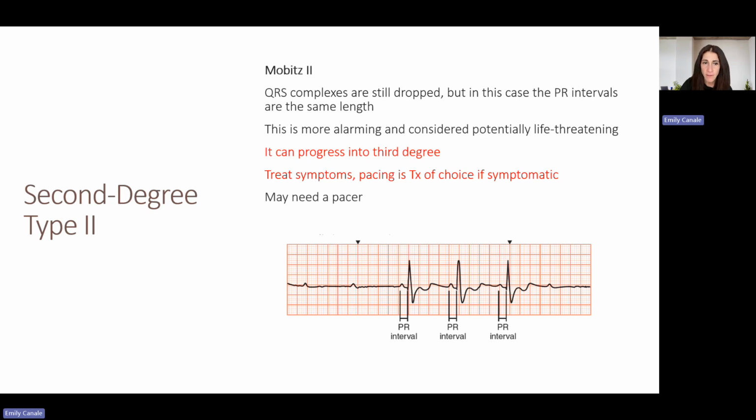So again, if the patient is symptomatic, then I'm going to do temporary pacing for this. That will be the treatment of choice. It's fast. Again, you're just going to place those defibrillator pads on the patient's chest and on the back, and I'm going to pace the heart. And again, they might definitely need a permanent pacer inserted here.